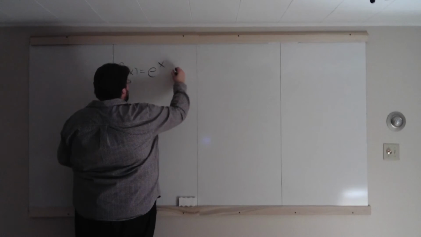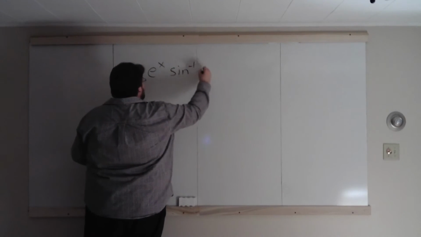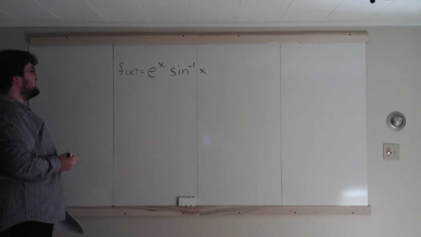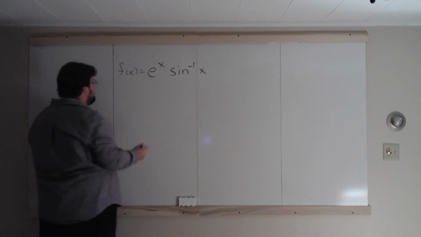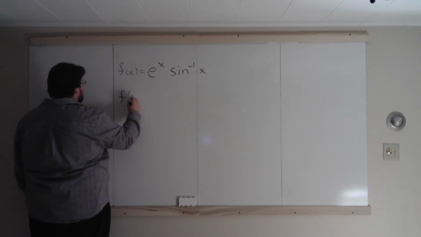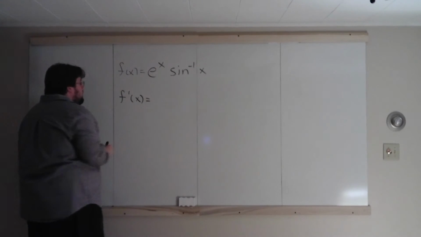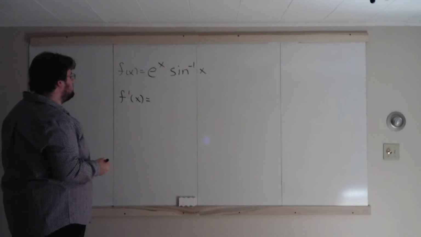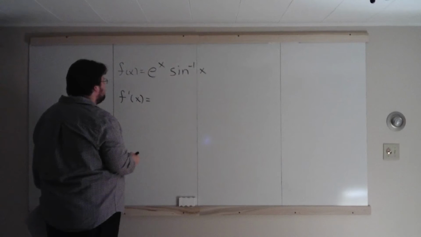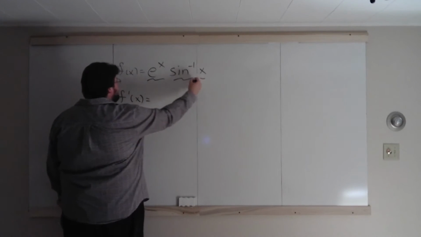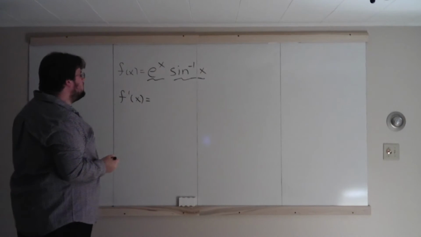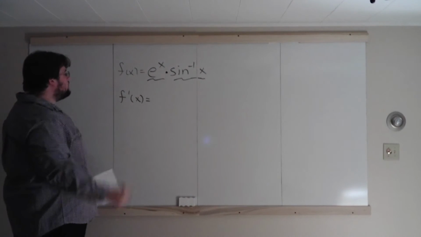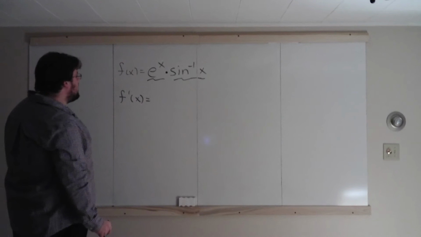Yeah, let's do e to the x, I guess. Let's do sine inverse of x. Sine inverse of x, that is not sine x to the negative 1. That's different. This is the inverse function. Well, again, we have a product rule. Two things multiplied together. So the derivative is done by doing the derivative of the first times the second plus the first times the derivative of the second.